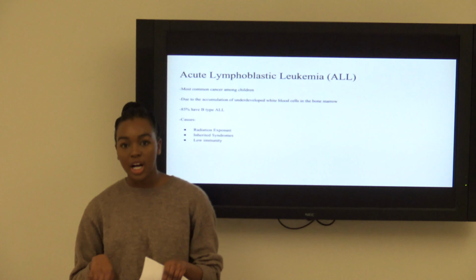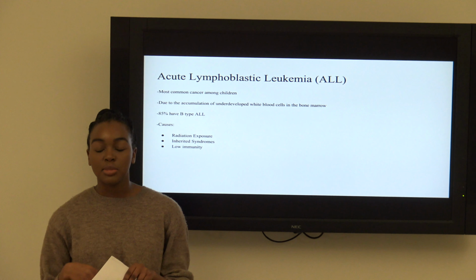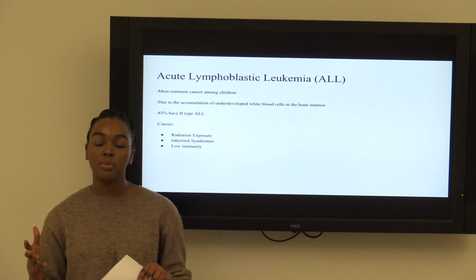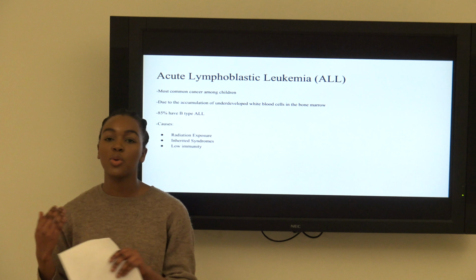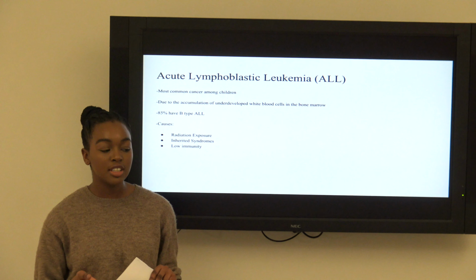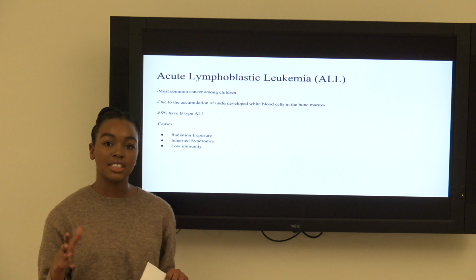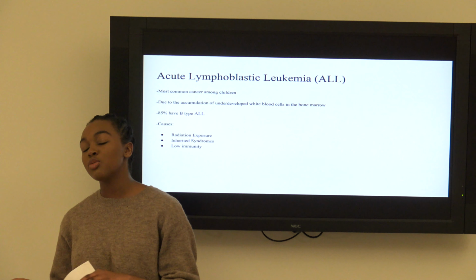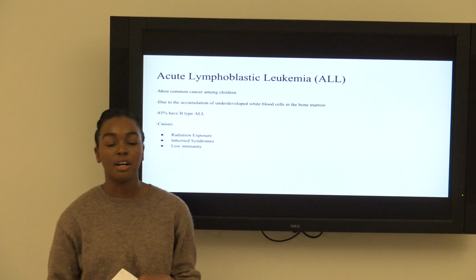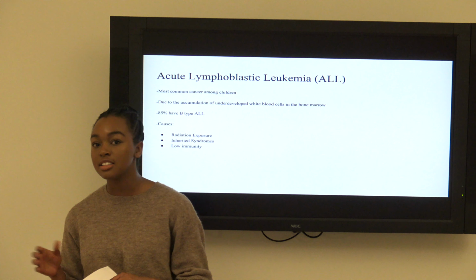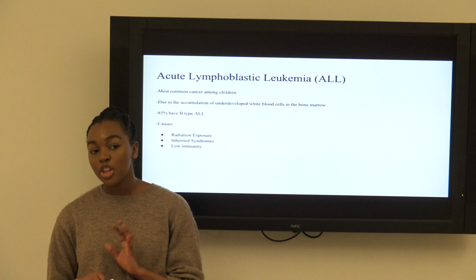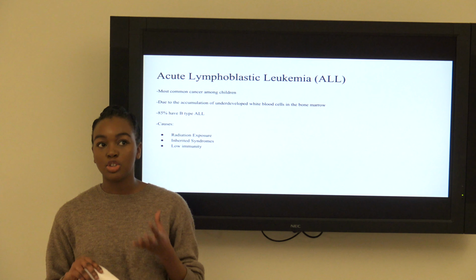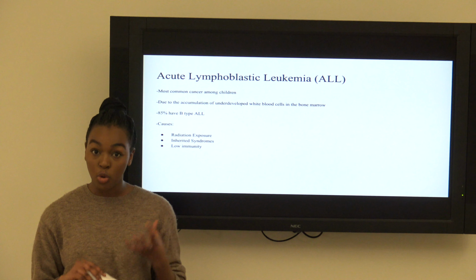In a normal child, the stem cells from the bone marrow will develop into either myeloid cells or lymphoid cells. Those myeloid cells are going to mature to become red blood cells and platelets, while the lymphoid cells are going to mature to become white blood cells, so B cells and T cells. In a child with ALL, those lymphoid cells don't mature; they become abnormal.